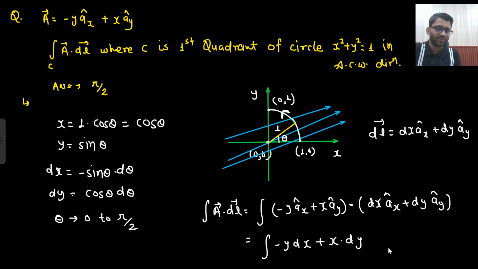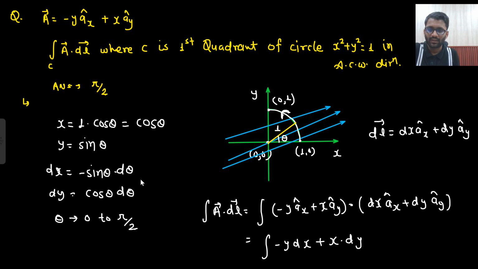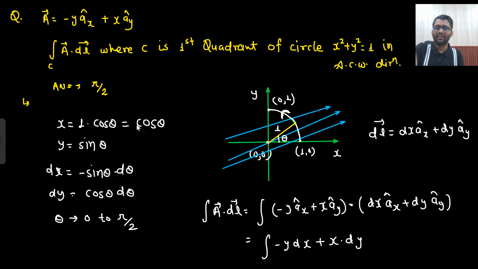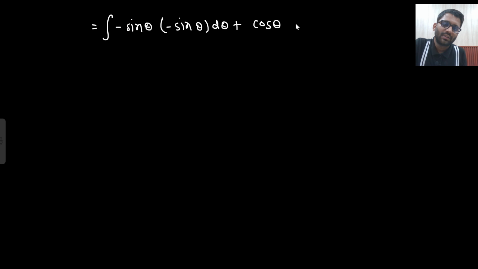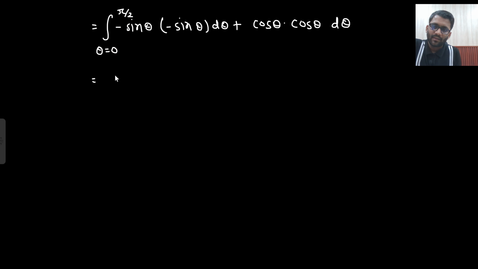x equals cos theta, y equals sin theta. What is the value of dx? dx is minus sin theta d theta. So minus y dx is minus sin theta times minus sin theta d theta, plus x dy. So x is cos theta, dy is cos theta d theta, so cos theta dy is cos theta d theta. Okay, and what is the limit of theta? Limit of theta is from 0 to pi by 2.